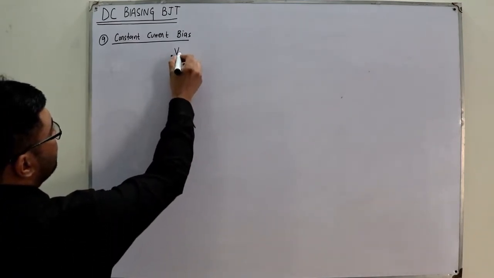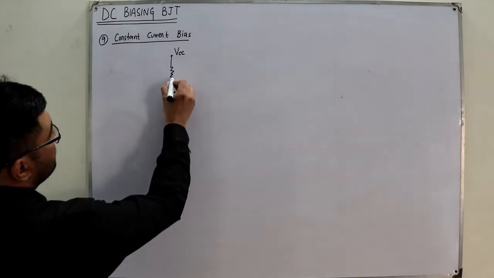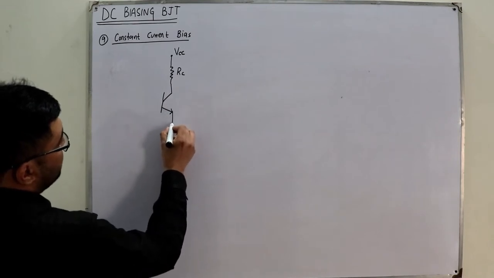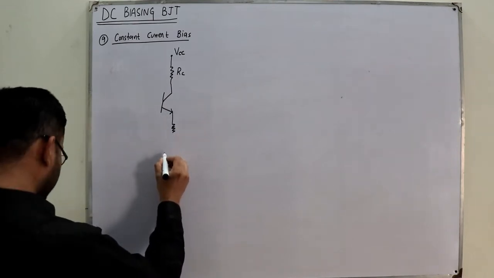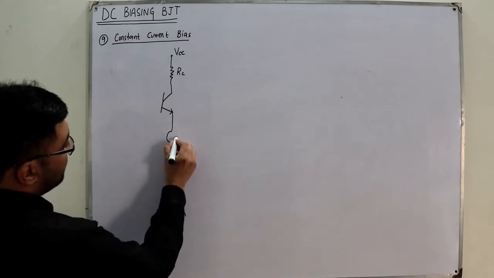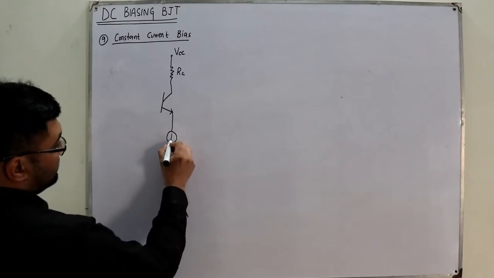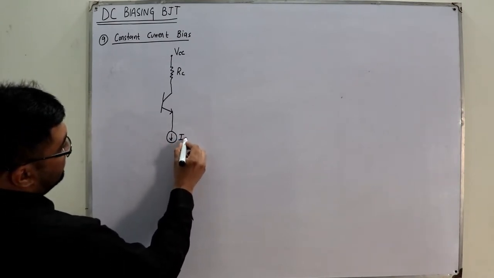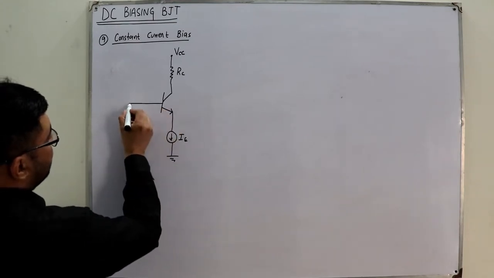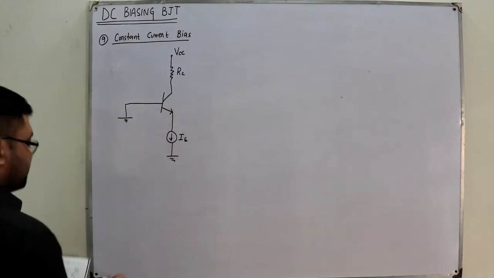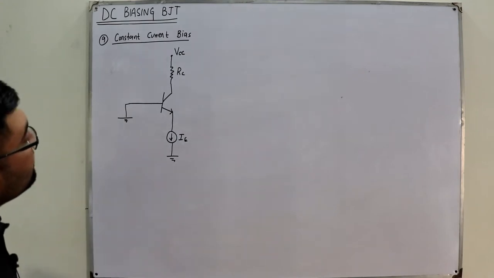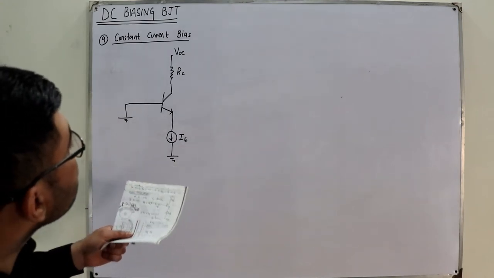So if this is your VCC, this is your RC, and similarly you have your emitter side. This is your emitter resistance, or let's say we neglect this emitter resistance, but the main thing is that you have a constant current source. This is providing the constant current IE, and further it's grounded, and similarly the base terminal is also grounded, let's say through RB or without RB, whatever is the case. So have a look, this is providing a constant current, right?